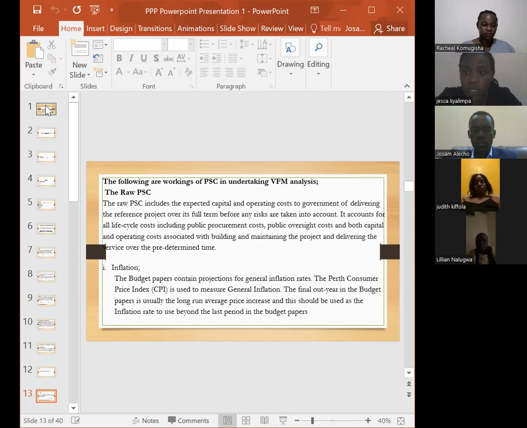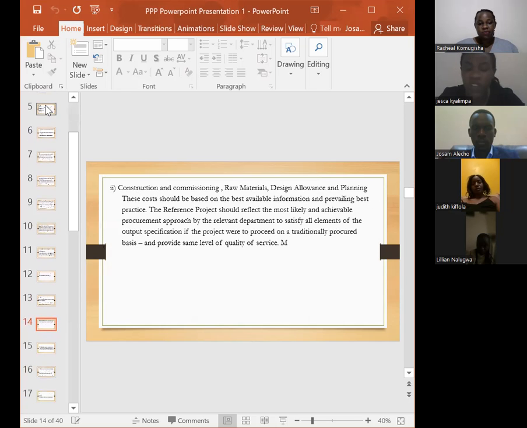Quite a number of components are considered in determining the cost of capital and operating costs. And these include inflation. The budget papers should contain projections for the general inflation rate. It should consider inflation given that such a project will go on for more than 3 years, even beyond 3 years. It's usually a long-term contract, or they are usually long-term projects. And inflation is an item that should be considered in adjusting.